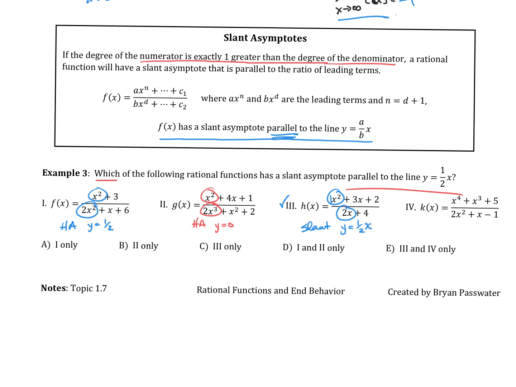Let's look at number 4 now. What am I looking at in my numerator on number 4? An x to the 4th. What am I looking at in my denominator? A 2x squared. Does that give me a slant asymptote? No. Why not? It's not exactly 1 greater. That's going to go to infinity or negative infinity, but it's not a slant asymptote on this one. It's going to go faster. And so the only one that worked out was number 3.